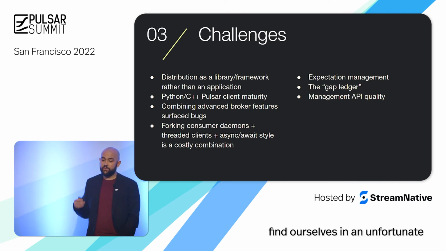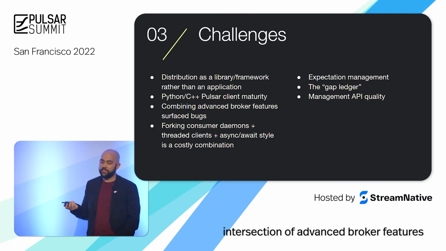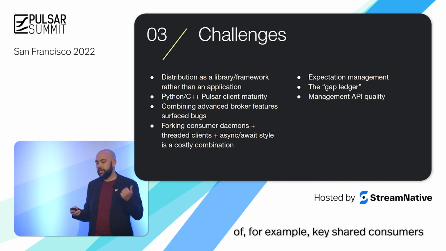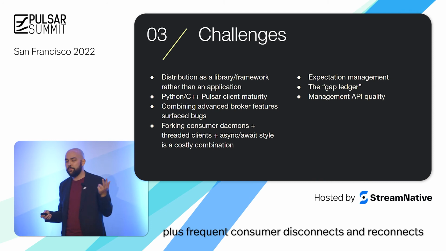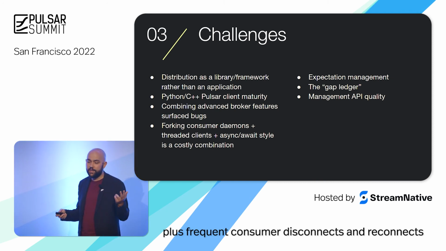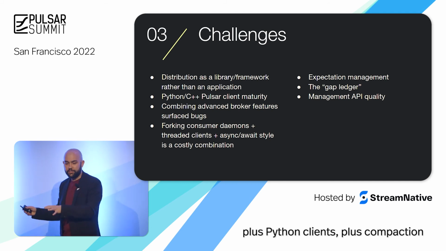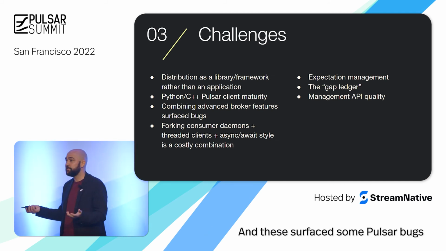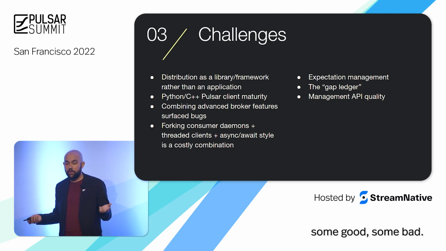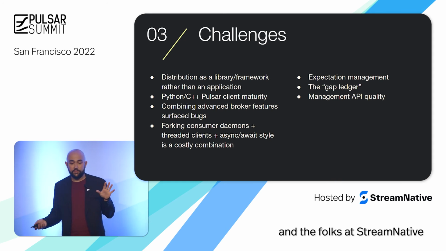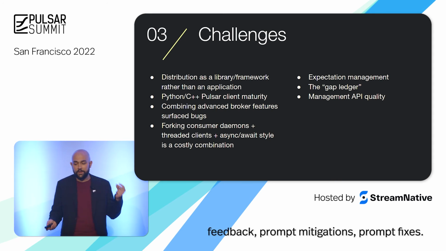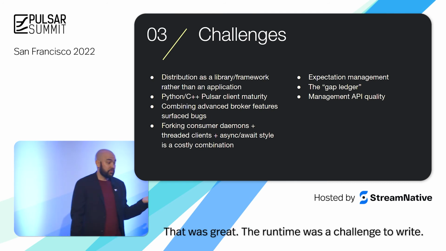A lot of the time we'd find ourselves at an unfortunate intersection of advanced broker features, being the only user of a particular overlap of, for example, key shared consumers plus deduplication plus frequent consumer disconnects and reconnects, or replicated subscriptions plus Python clients plus compaction plus consumers that disconnect all the time. And these surfaced some Pulsar bugs. Some good, some bad. We're immensely thankful to the community and the folks at StreamNative for always giving us prompt feedback, prompt mitigations, prompt fixes. That was great.